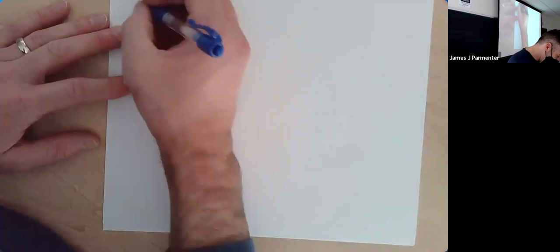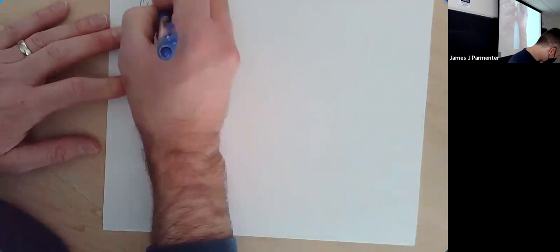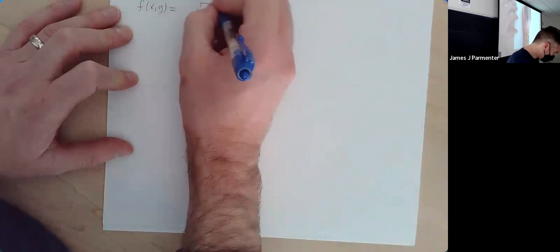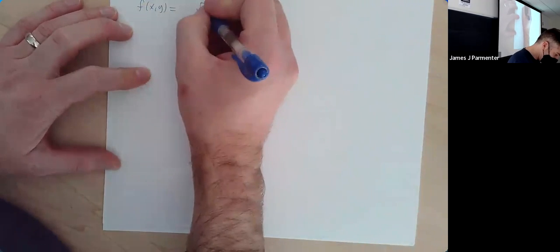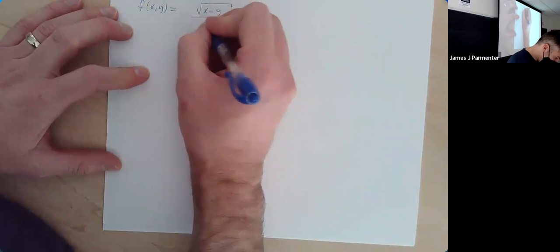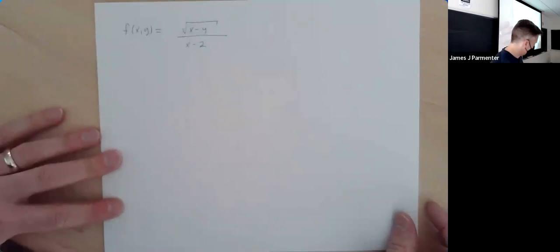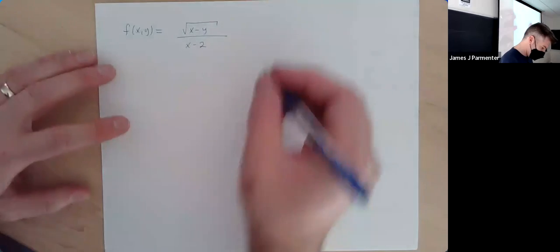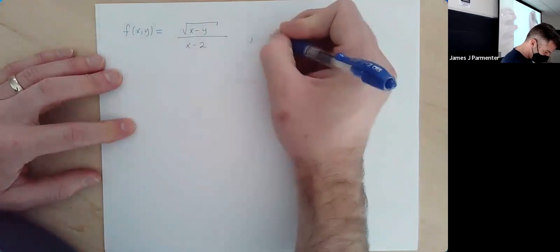So let's say we've got this function here. That's a good one. f of x comma y is equal to the square root of, I'm going to change it just slightly, let's make it x minus y over x minus 2. And we're going to find the domain.